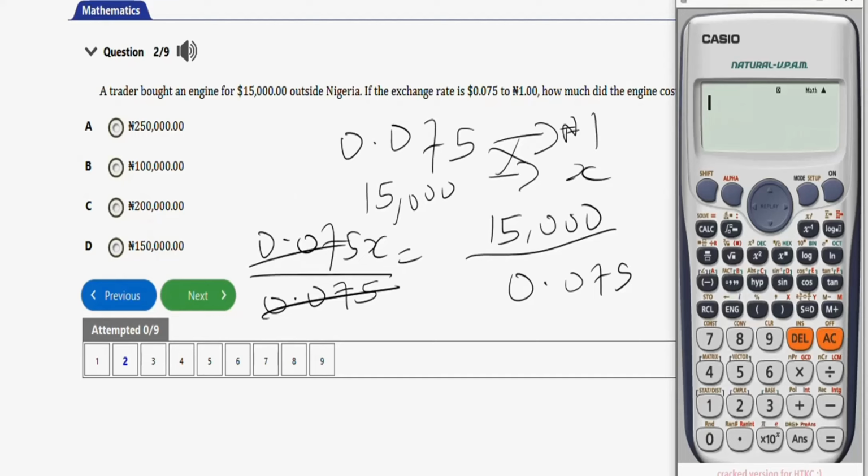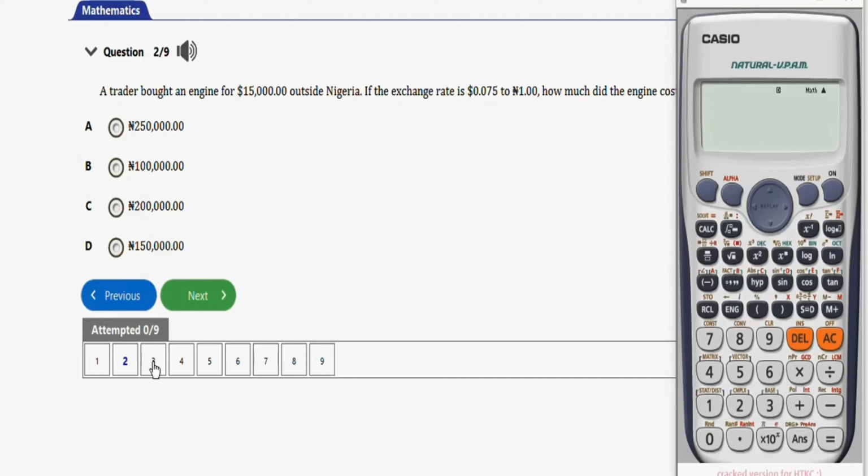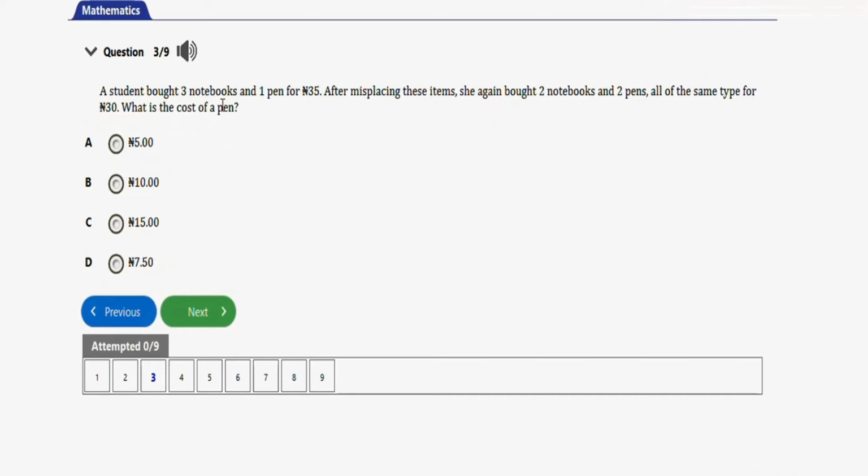Let's wipe this now. So the next question says a student bought 3 notebooks and 1 pen for 35 naira. After misplacing these items, she again bought 2 notebooks and 2 pens, all of the same type, for 30 naira. What is the cost of a pen? In this question, we don't actually know the specific cost of a notebook and a pen that resulted in 35 naira, and this time around 30 naira respectively.